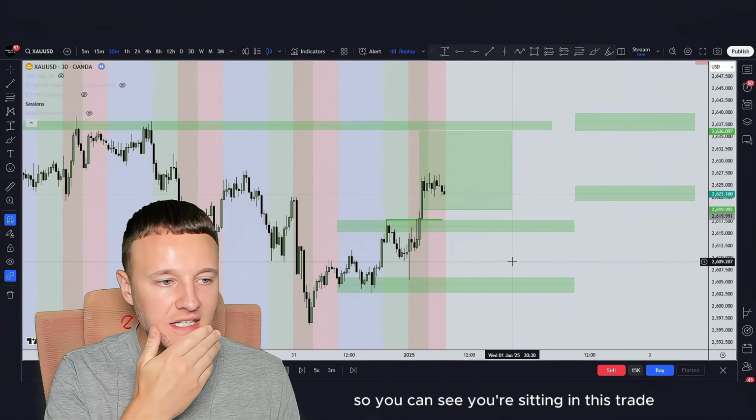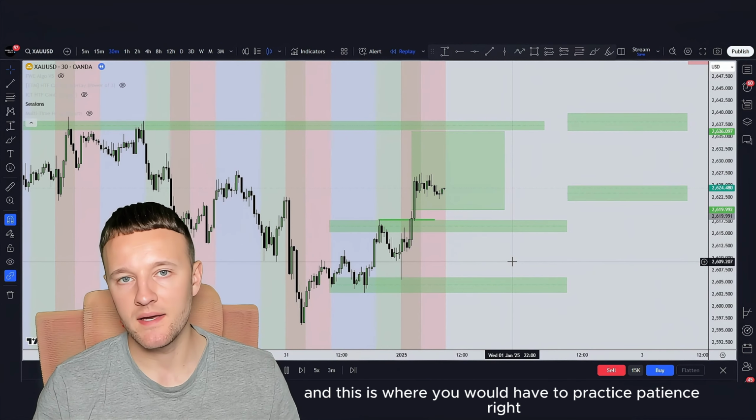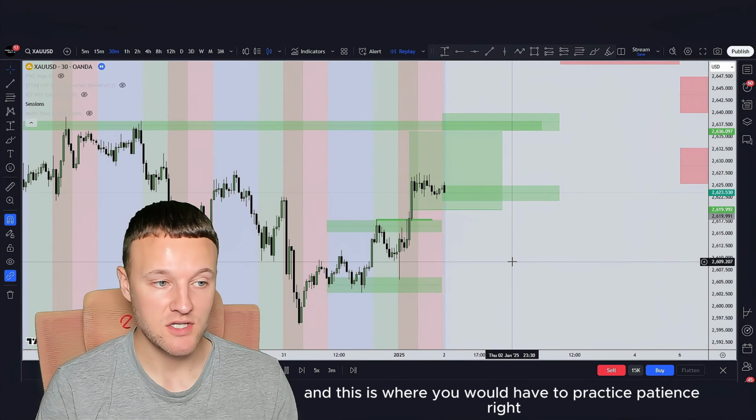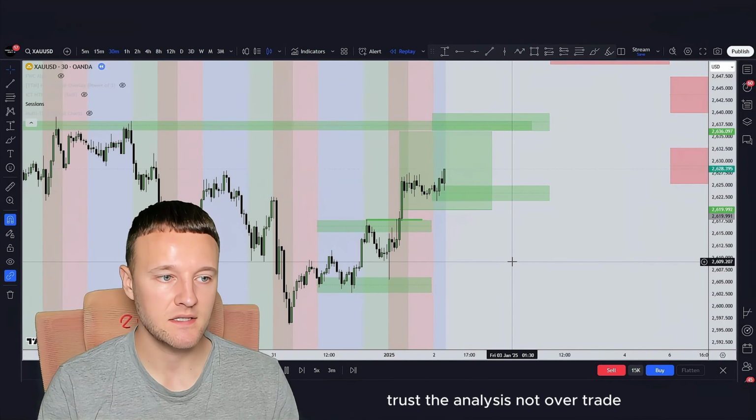So you can see you're sitting in this trade. It's consolidating a little bit. You're in profit. And this is where you would have to practice patience, right? You need patience for this and to just let the trade play out. Trust the analysis, not over trading.